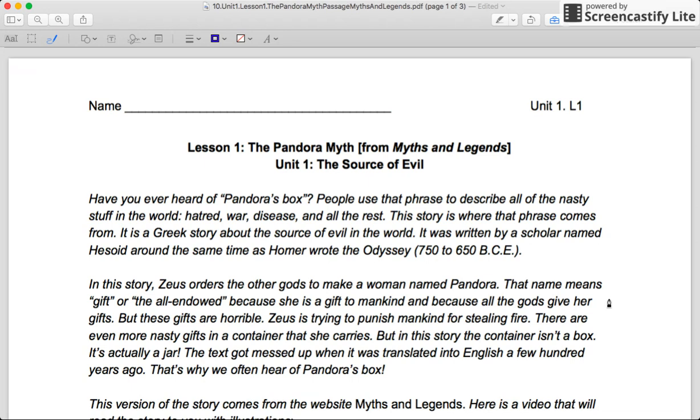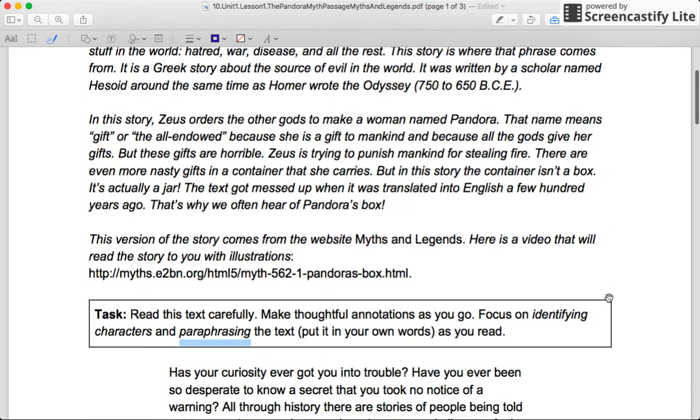So, as you know, the story of Pandora's Box is one of those stories that helps to explain why there is evil in the world. It comes to us from Greek mythology. It was written around the same time as Homer wrote the Odyssey, so we're going to have to use a lot of those reading techniques that we used in the Odyssey while we're reading this story. So I'll let you read that introductory text by yourself.